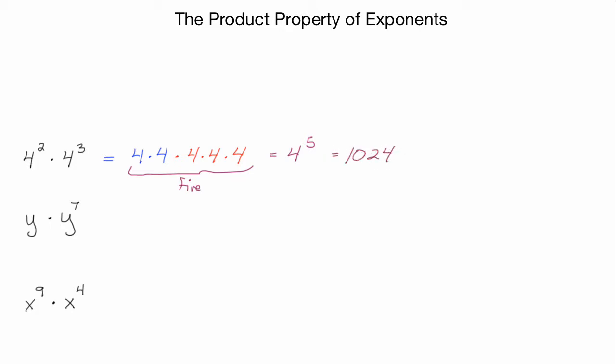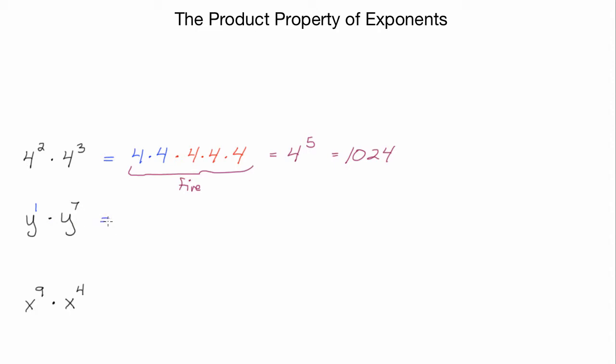Let's take a look at another one here. Let's do y times y to the 7th. Now, there's no exponent here. So you say, well, where's the exponent? How am I multiplying exponents? Well, I can think of this as just one y, right? So if it's helpful, go ahead and write a little 1. That's the same as y to the first power. When a number or variable is all by itself, it's just to the first power, just one of them. So this is y to the first power times y to the 7th power.